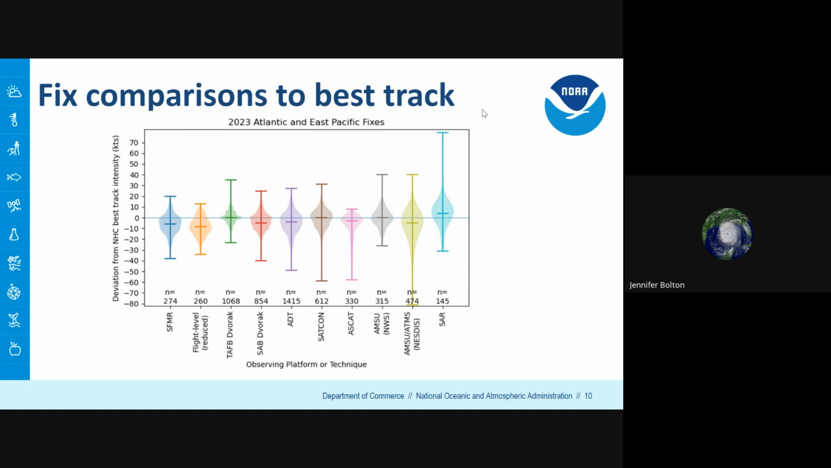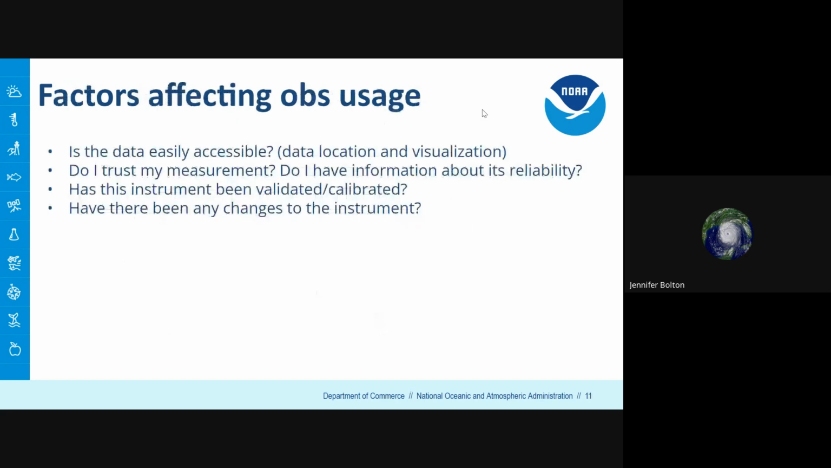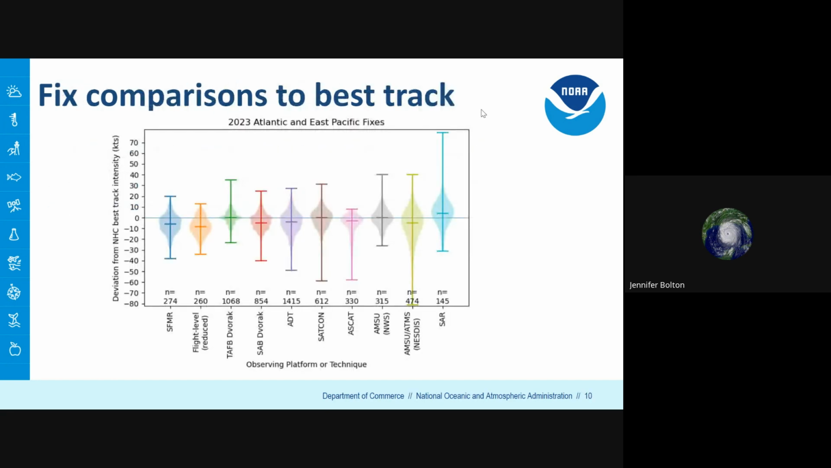And then a couple at the end here, SAR. I mentioned SAR. That's the only one that has a line that's above 0. So it tends to be higher than what we carry on our best track. And you can see the extremes can be higher than any other observation as well. So this is some of the challenges that come with using all these different data sets. Thanks, but I only have one more slide.